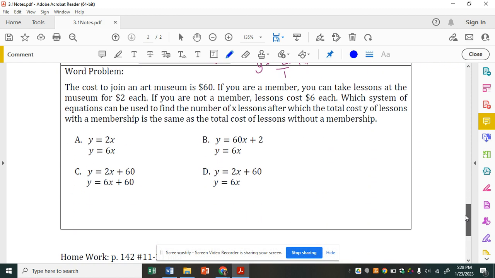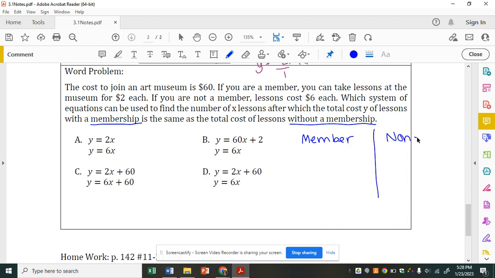So I want to just go back here. I want to look at this word problem. It says the cost to join an art museum is $60. If you are a member, you can take lessons at the museum for $2 each. If you are not a member, lessons cost $6 each. Which system of equations can be used to find the number of X lessons after which the total cost of Y lessons with a membership is the same as the total cost of lessons without a membership? So we're comparing two things. We're comparing people that have a membership, and we're comparing people that do not have a membership. So I'm going to make a little chart.